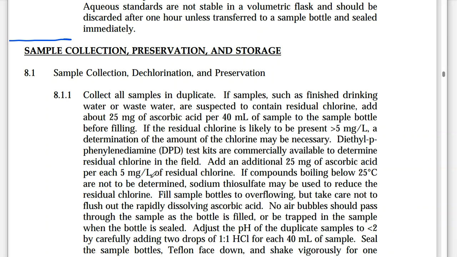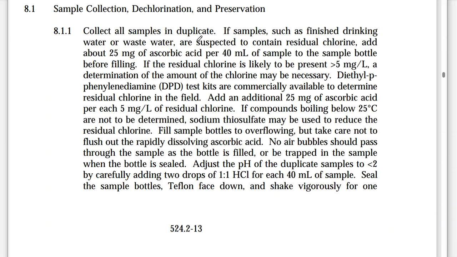Okay, so 8.1, sample collection, dechlorination, and preservation. It's saying collect all samples in duplicate. If samples such as finished drinking water or wastewater are suspected to contain residual chlorine, we're going to add 25 milligrams of ascorbic acid per 40 mL of sample to the sample bottle before we fill it up. And if the residual chlorine is likely to be present over a certain amount, then we might have to do something else a little bit differently.